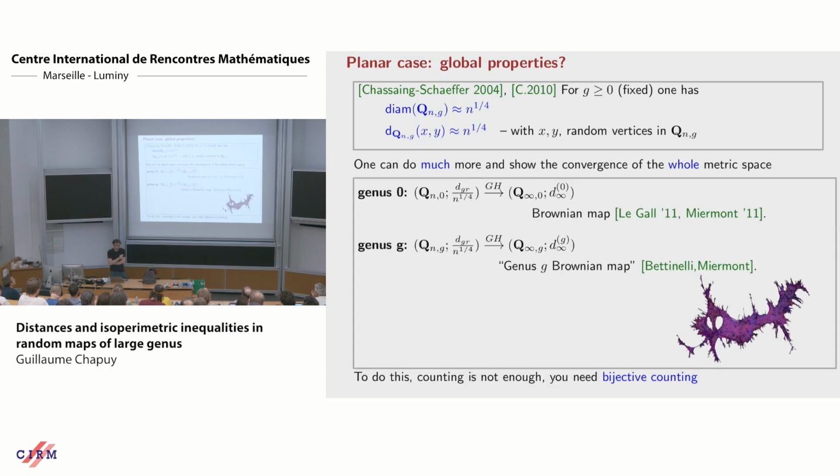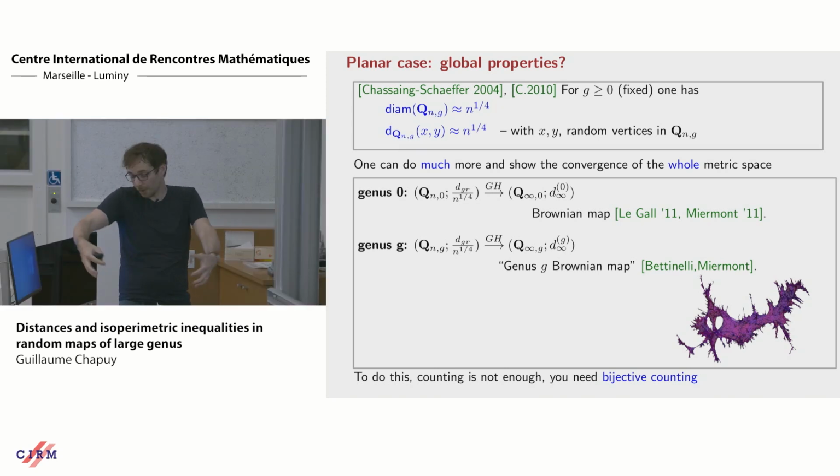Of course, this was just the beginning of a much deeper story. Now people, 20 years later, have done much more, and people can show the convergence of the whole metric space. Here is the modern type of global statement that you get. People take this random triangulation of size n and genus 0. It's a graph, so you have a graph distance on it. You can see it as a metric space, and you just renormalize this metric space by what you have to.